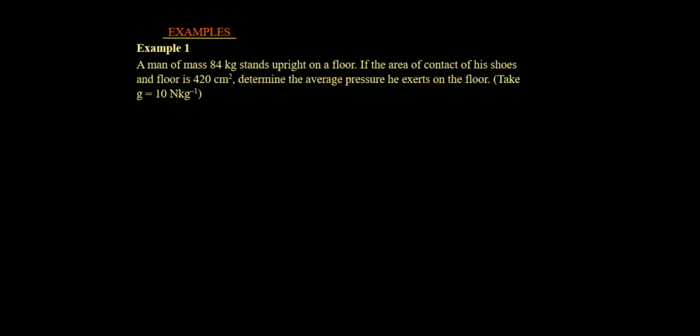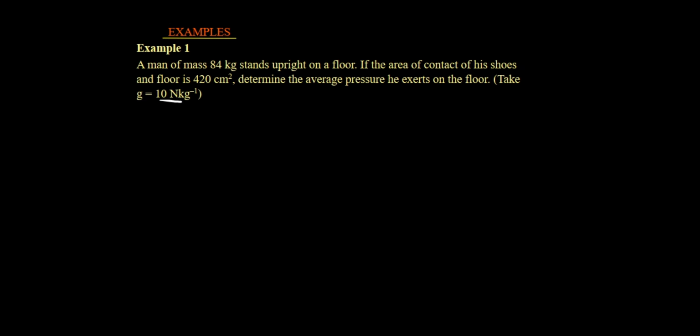Example 1. A man of mass 84 kg stands upright on a floor. If the area of contact of his shoes and the floor is 420 square centimeters, determine the pressure he exerts on the floor. Take g equals 10 newtons per kg.